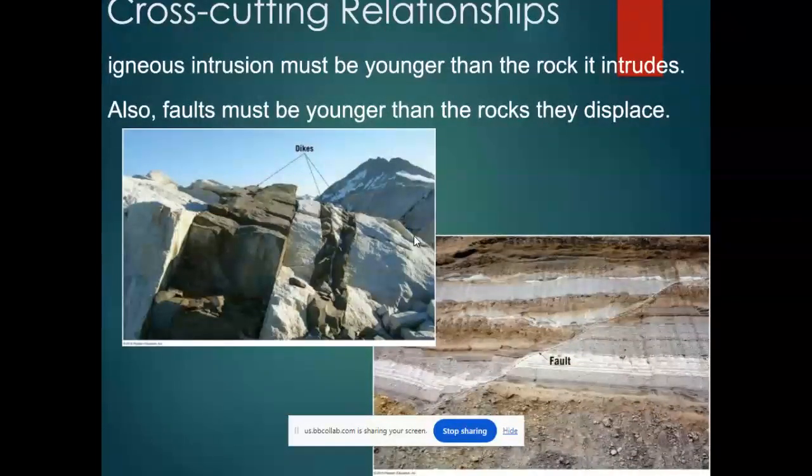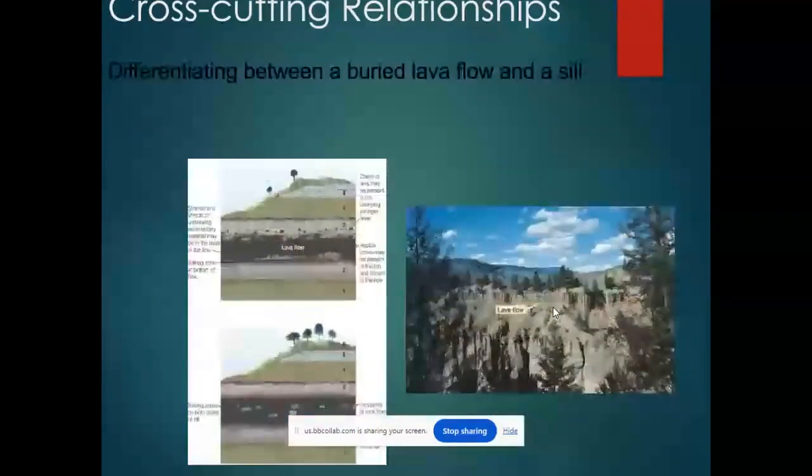So cross-cutting relationships, again: a fault goes through and separates out the rocks. You know that the rocks came first and then the fault came later. When dikes go through rocks, if dikes cut through each other, the one that cuts through is newer. If there's signs of contact metamorphism, that can help you. And there are going to be inclusions of rock.